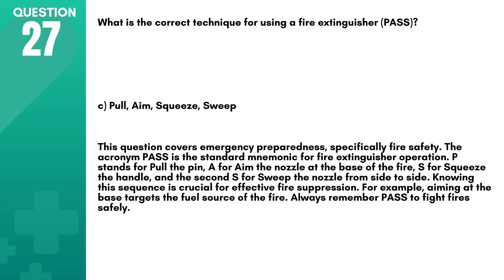Answer: C. Pull, aim, squeeze, sweep. This question covers emergency preparedness, specifically fire safety. The acronym PASS is the standard mnemonic for fire extinguisher operation. P stands for pull the pin, A for aim the nozzle at the base of the fire, S for squeeze the handle, and the second S for sweep the nozzle from side to side.